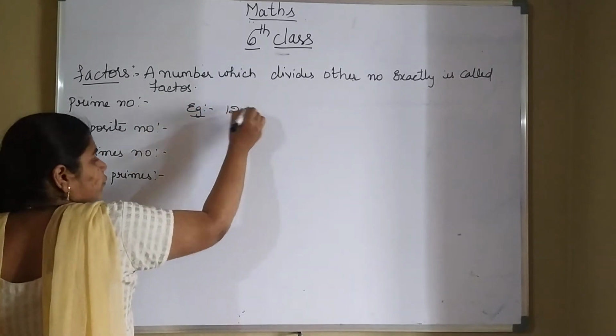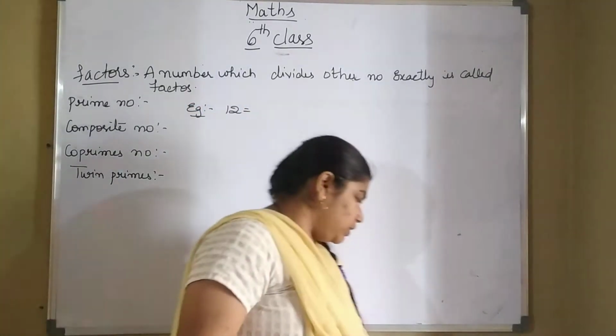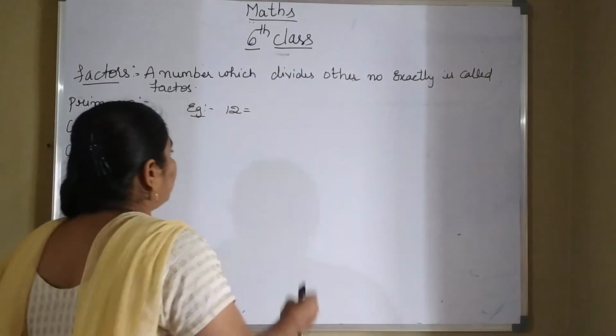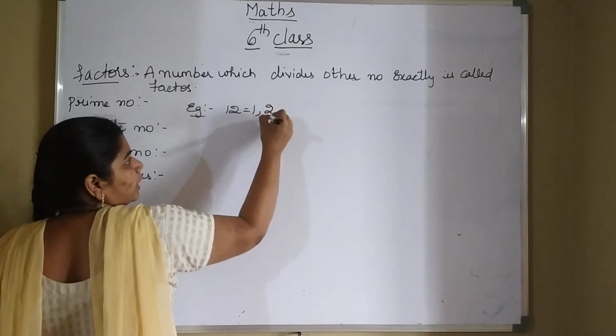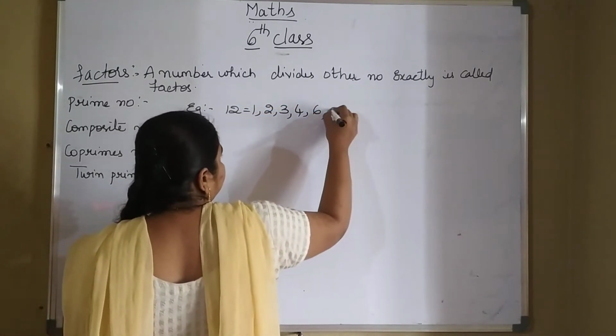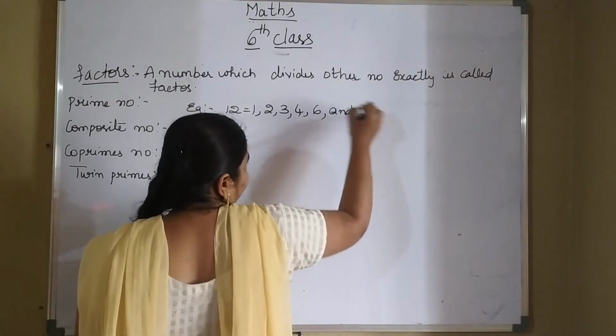What are the factors of 12? 12 will go in which tables we have to write? So 12 will go in which tables here? It will be going in 1 table, 2 table, 3 table, 4 table, 6 table and 12 table.